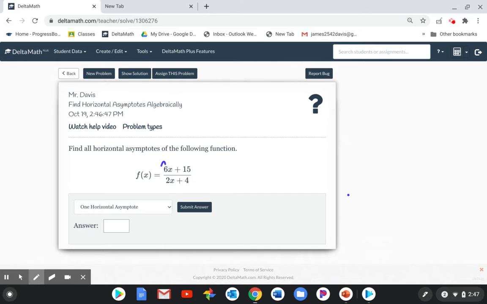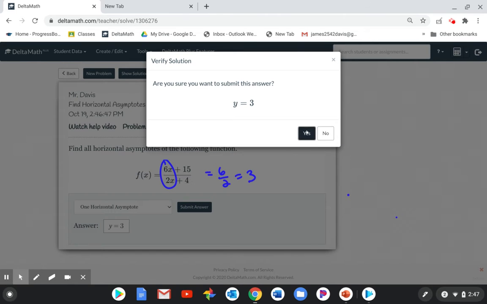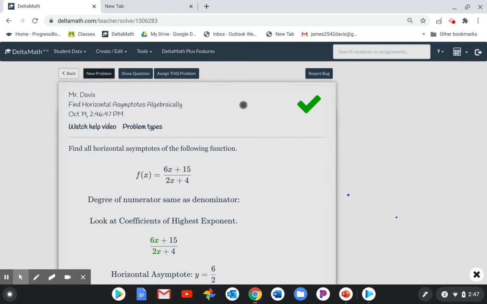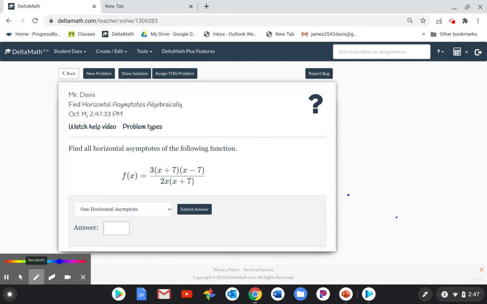This one, biggest powers are the same. So we just do ratio of leading coefficients, which is 3. So we got 1 horizontal at y equals 3. Next one, then, makes it just a little bit more challenging for you here because it's actually factored out. You might be able to look ahead and see what the biggest power is going to be. If you are able to do that, you can see you're going to end up with an x squared on the top and an x squared on the bottom, which means we do need to know the numbers in front of those.